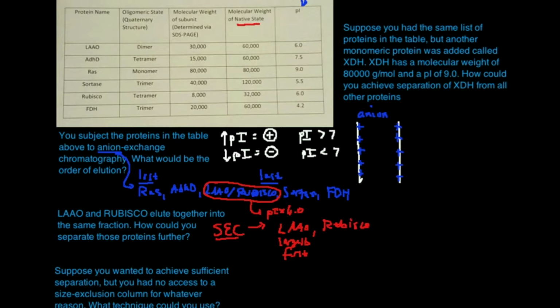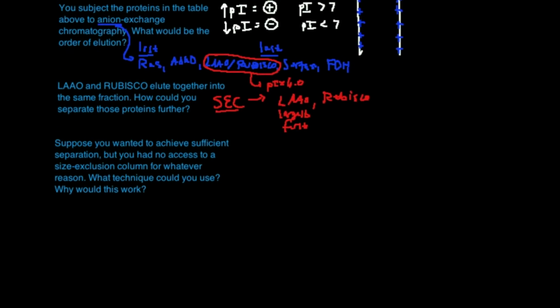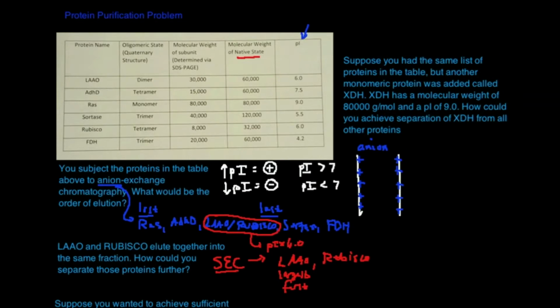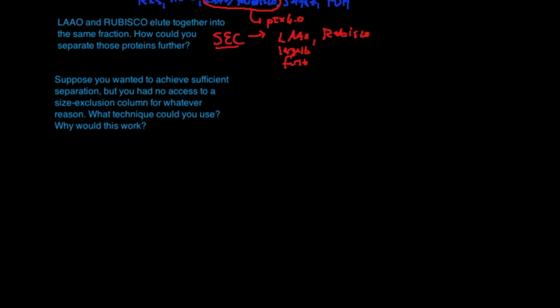Okay, here's another question. Suppose you wanted to achieve sufficient separation, but you had no access to a size exclusion column for whatever reason. So in other words, we could still do anion exchange if we wanted to, but we don't have the size exclusion, so we can't really separate these based on molecular weight. What technique could you use, and why would this work? All right, so we still have all these PI values. We have molecular weight, and I'm going to think maybe I'd like to do this in the easiest number of steps, the least number of steps.